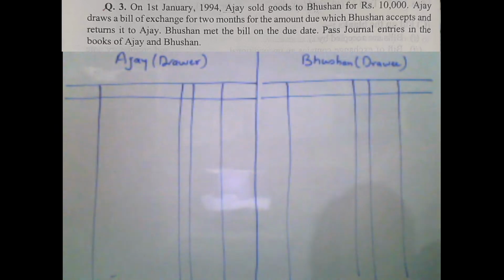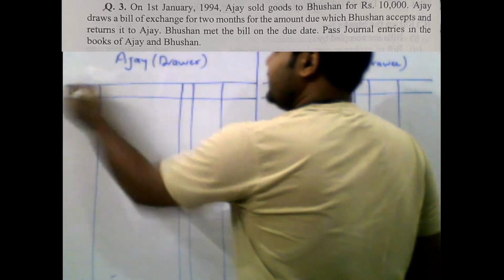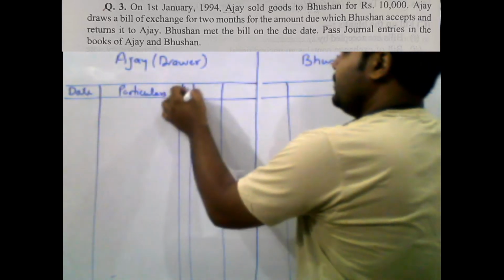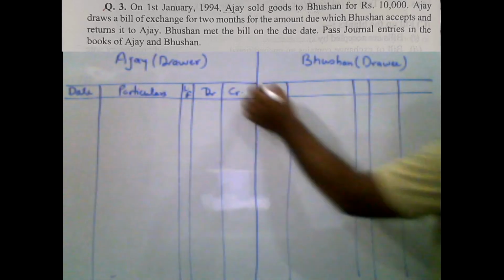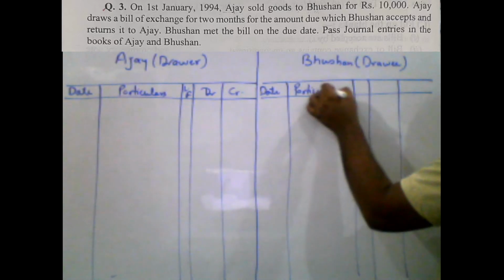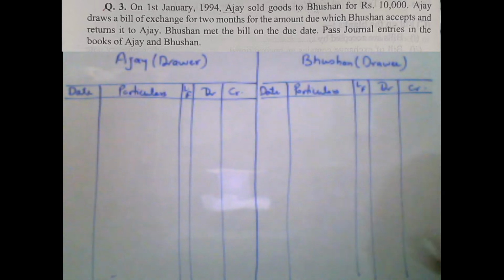And after that we will put the information in the format. You can see that on the left hand side, that is date, particular, amount debit and amount credit. On the other hand, you can see that in the books of Bhushan we write down the particulars, LF, amount debit and amount credit. I am preparing this side by side because you can see that this is your first question, the first question of this chapter.